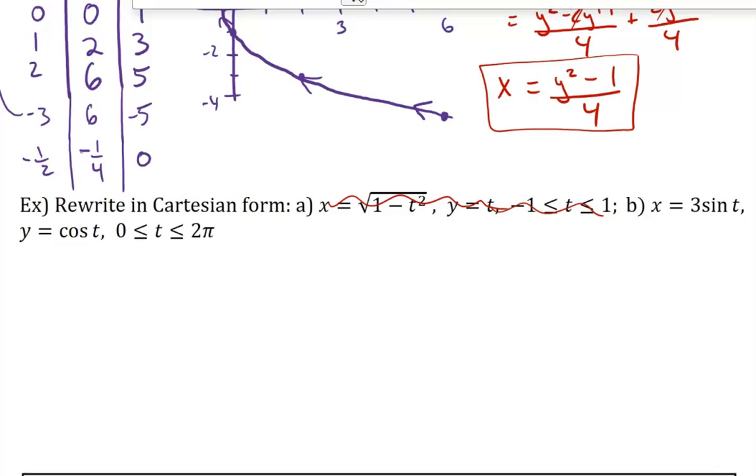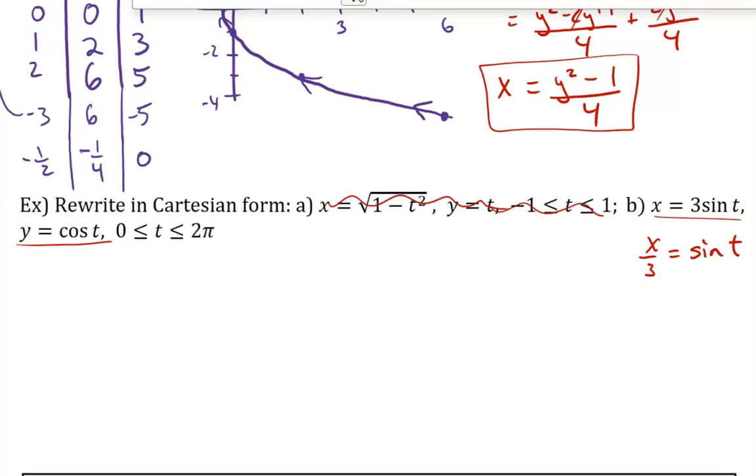So here I have x is equal to 3 sine t, y is equal to cosine t, and then I am limited between 0 and 2 pi on my parameter, okay? So to get rid of the t, I need a relationship between this and this. Hopefully you're thinking sine squared plus cosine squared equals 1, which it does, and hopefully that stood out to you when sine and cosine are involved. I don't quite have sine though, but I can get sine by dividing by 3. So x over 3 is equal to sine t, and then cosine is just y.